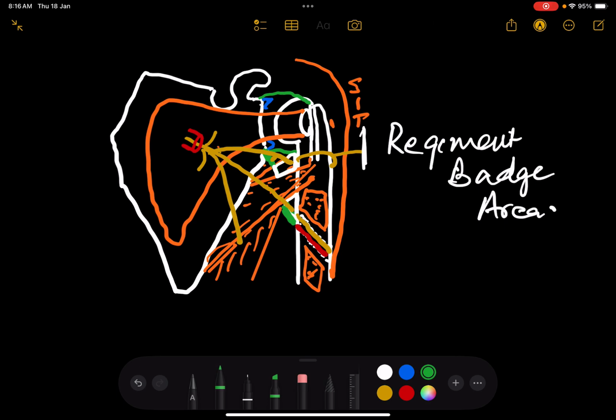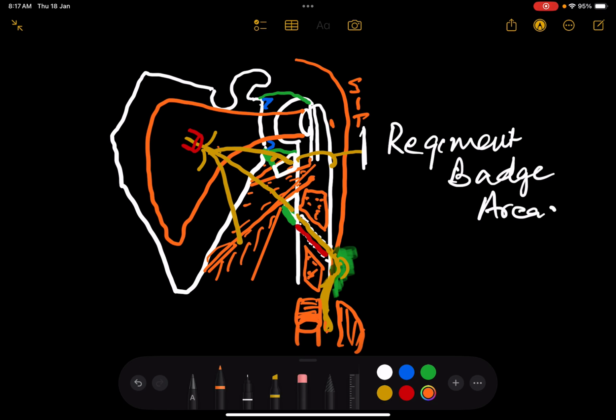Then the nerve pierces this lateral intermuscular septum. So the nerve winds round the humerus, pierces this lateral intermuscular septum, and comes to lie between the brachialis and the brachioradialis. Now on the anterior side you will have the brachialis muscle and the biceps muscle, and on the lateral side you will have the brachioradialis. So it lies between the brachialis and brachioradialis.